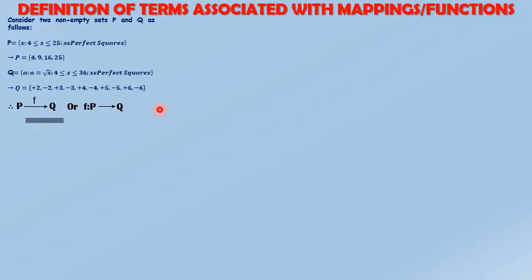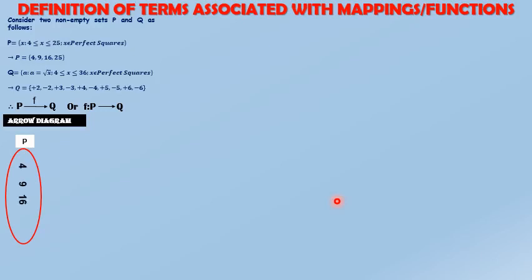So let's move on. Let's look at the arrow diagram. The arrow diagram for this mapping, we have learned this before, that we can represent a given mapping with an arrow diagram. So let's have the arrow diagram for this mapping, that is the arrow diagram for the association between set P and what? And set Q. So let's see. So we have set P. So what are the elements of set P? So we have 4, 9, 16, and 25.